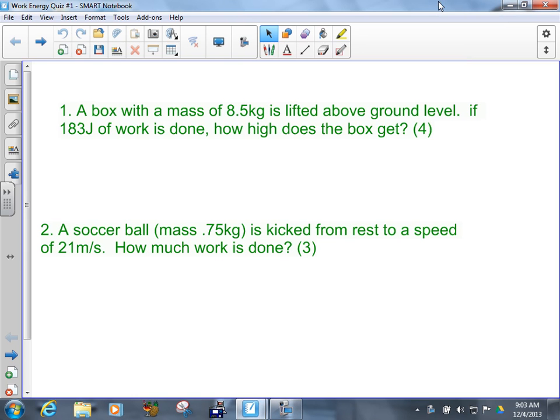Okay, so mostly here we wanted to review our work energy theorem stuff. Now, when we look at question number 1, it says a box with this mass is lifted above ground level. What kind of energy is being changed in that question? Potential. All right, so the work being done is changing the potential energy in question number 1.